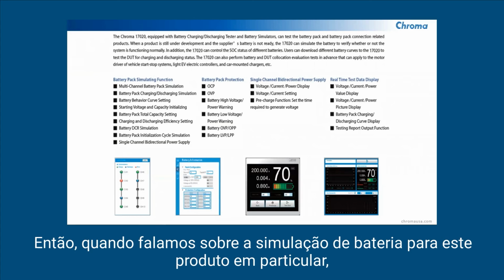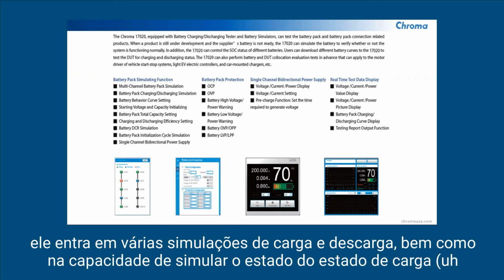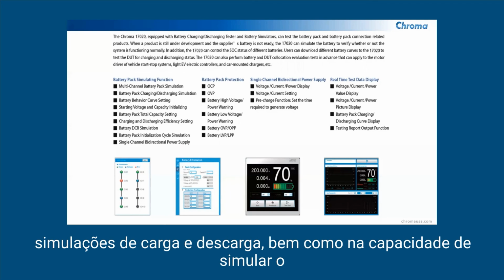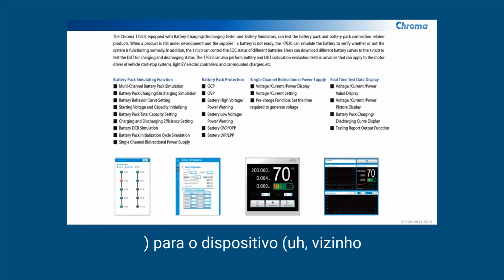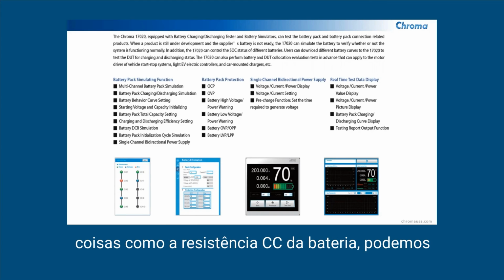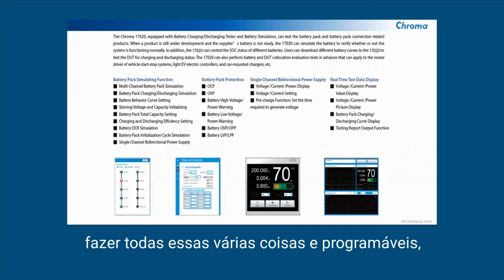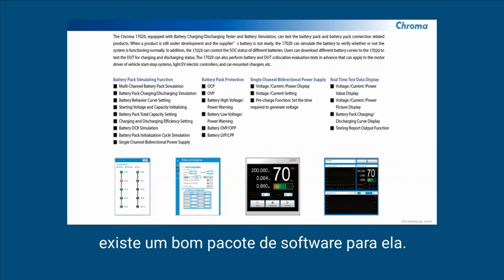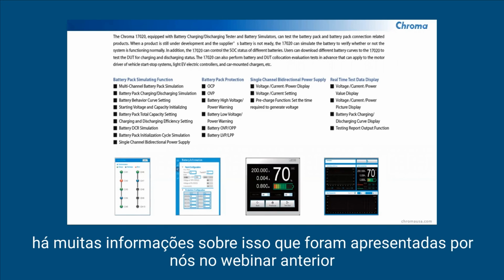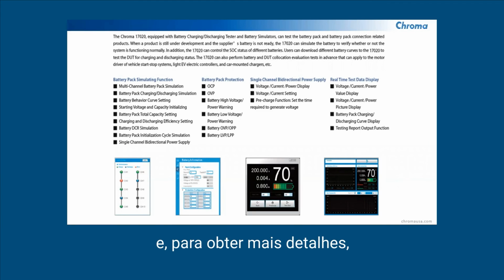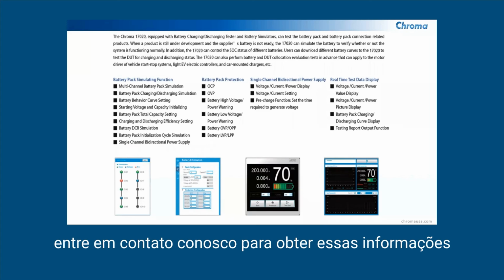So when we talk about the battery simulation for this particular product, it gets into various charging and discharging simulations, as well as the ability to simulate the state of charge for the device, even things such as DC resistance of the battery. We can do all of these various things, and they're programmable. There's a nice software package for it. And again, there's a lot of information on this that was presented by Gus on the previous webinar. For more detail, please reach out to us and we'll be able to get you that information.